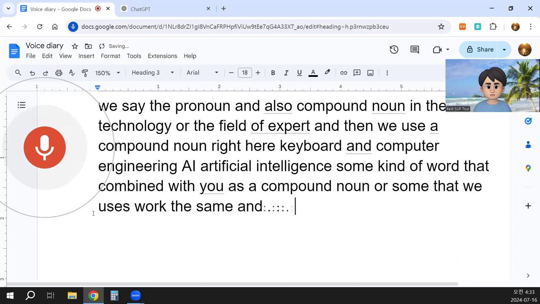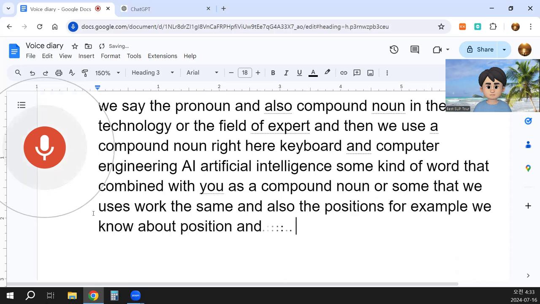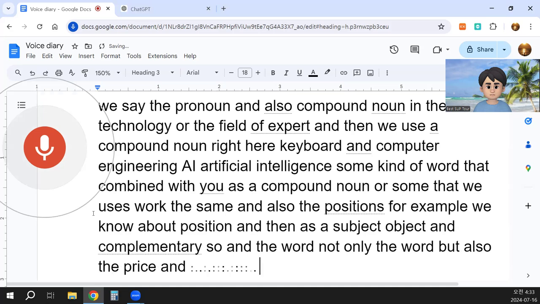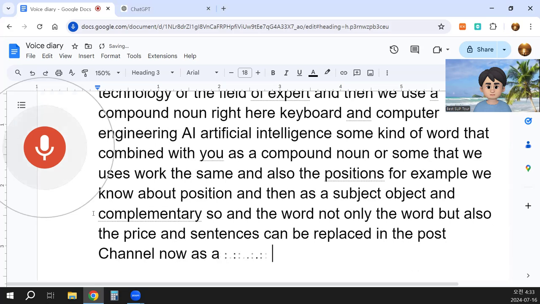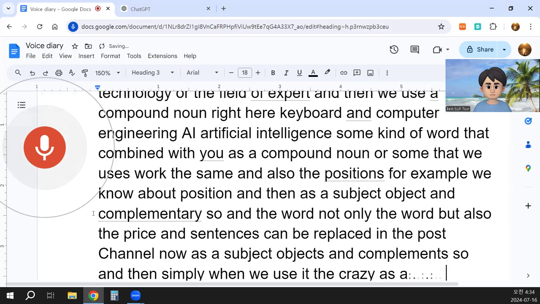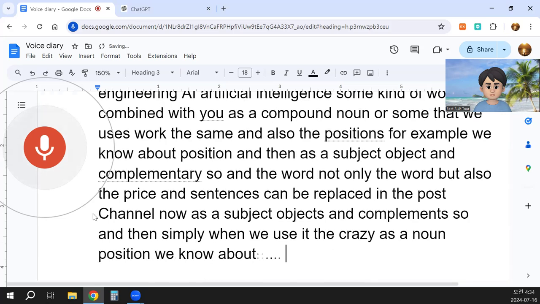The position of the noun is also one of the noun patterns. For example, we know about positions as a subject, object, and complement. Not only a word, but also phrases and sentences can be placed in the position of a noun as a subject, object, or complement.